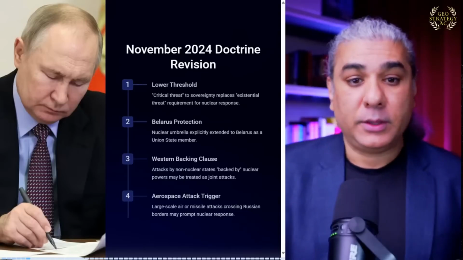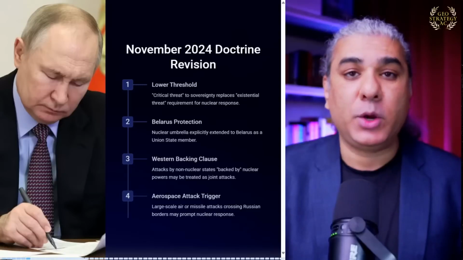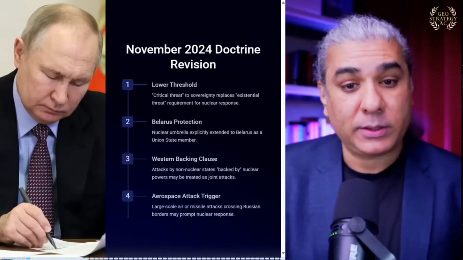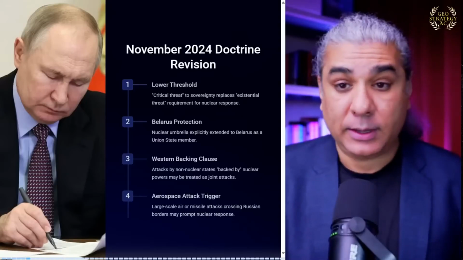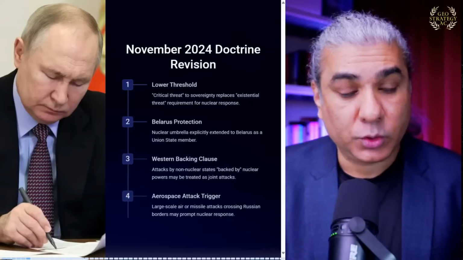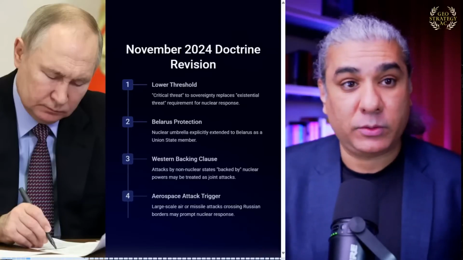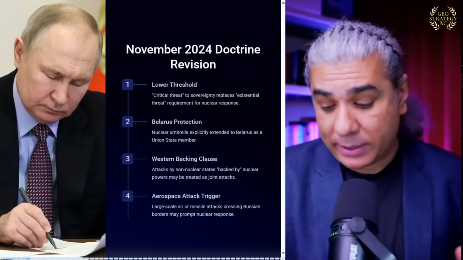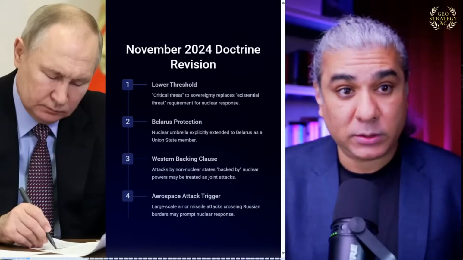Now, then there was the Western backing clause, which says that attacks by non-nuclear states on Russia, backed by nuclear powers, may be treated as joint attacks, and then there would potentially be a breach of the red line. So now, what does it mean? It means that if Ukraine launches a massive attack on Russia, Ukraine doesn't have nuclear weapons, but Ukraine is backed by NATO. It's backed by various nuclear weapons powers. How many do we have in NATO? You have the US, the major one.